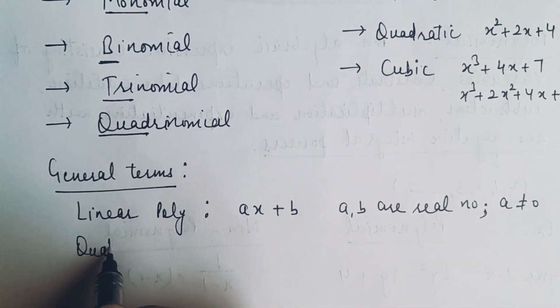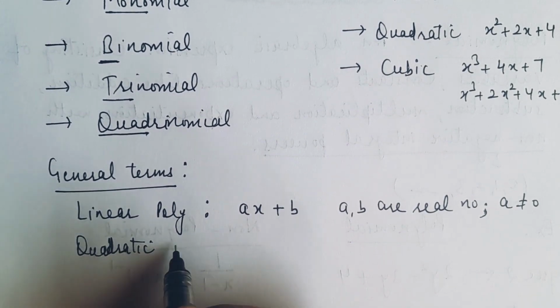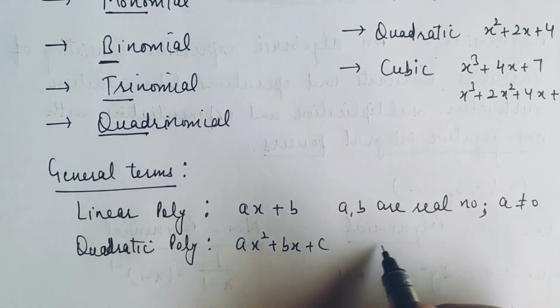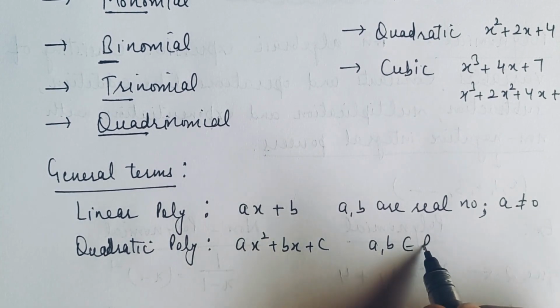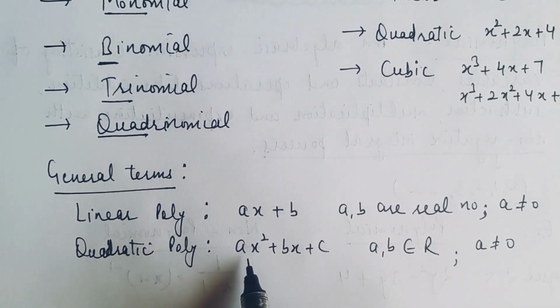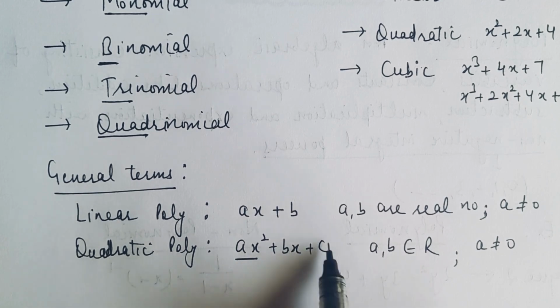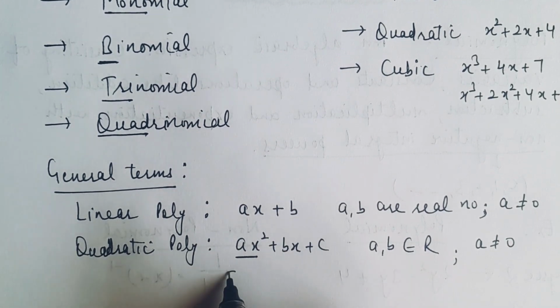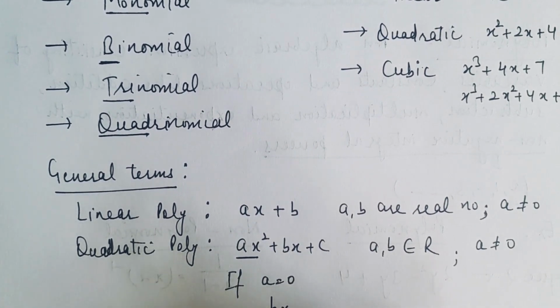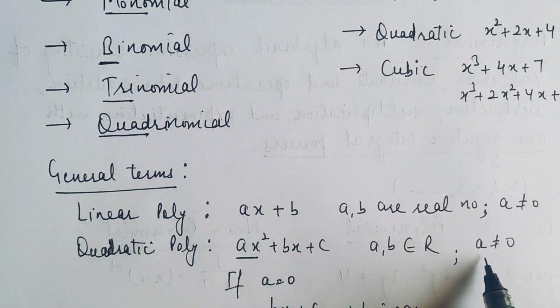Now if we talk about the quadratic polynomial, the general term of the quadratic polynomial is ax square plus bx plus c, where a, b, c are real numbers and a should be non-zero again. Because if a becomes 0, this term will vanish, and the only leftover terms will be bx plus c, where the highest power will be 1 only. So it will become a linear polynomial, not a quadratic even. So a must be non-zero.